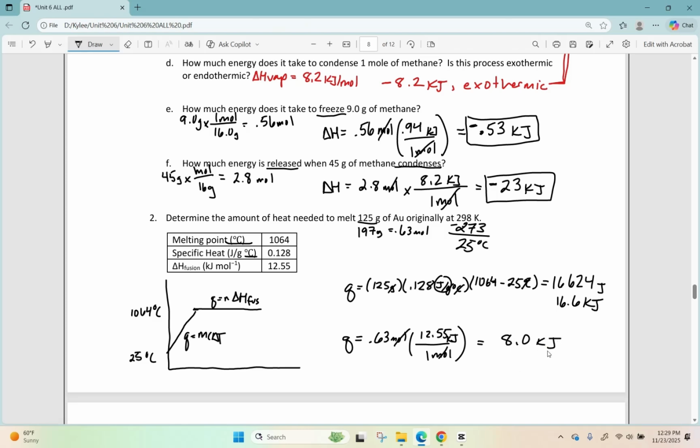And that's in kilojoules. So now to get the final amount of energy it takes for this whole process, the part to raise the temperature up to the melting point and then to actually melt it, I'm going to add those two numbers together. So 8 plus 16.6, and I get 24.6, and that's going to be kilojoules. That's the total amount of energy needed to complete this process.